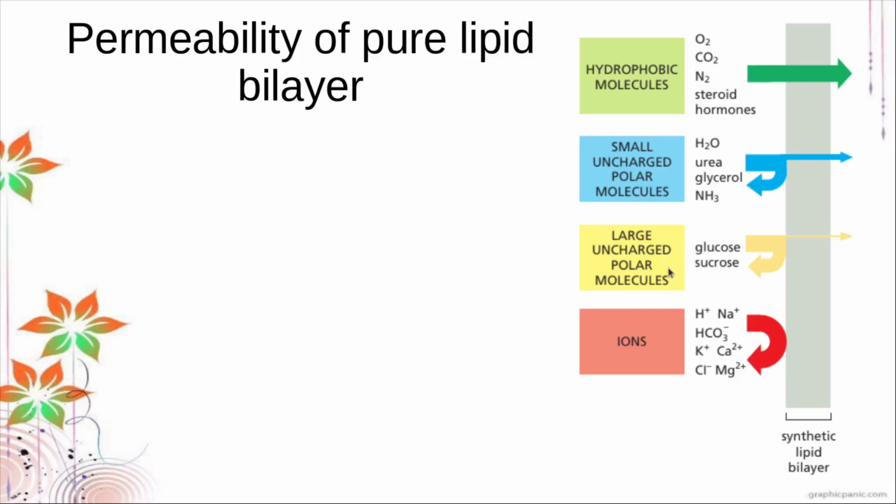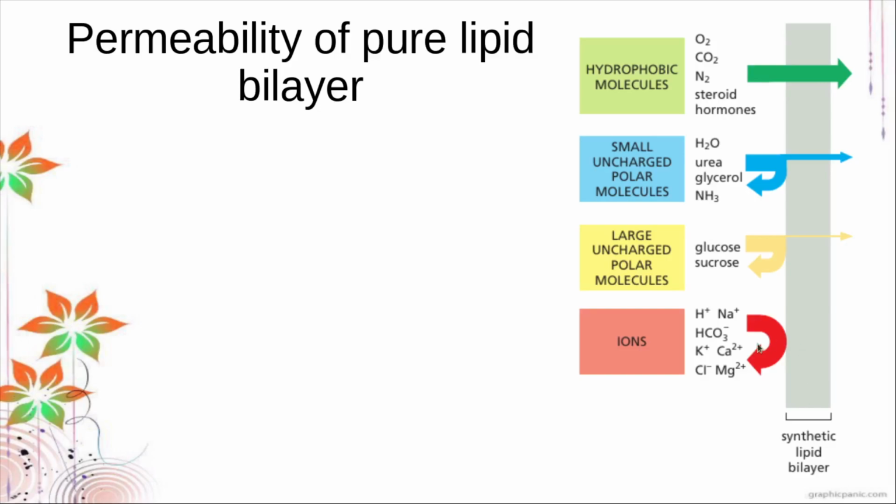For larger uncharged polar molecules, because they are larger, they have much more difficulty passing through the bilayer, unlike the smaller uncharged polar molecules. And then for the ions, even though they are very small, such as the proton ion, basically just a naked proton, the H plus, or the hydronium ion, even if they are very, very small, they absolutely cannot pass through because the hydrophobic interior of the lipid bilayer repels them.